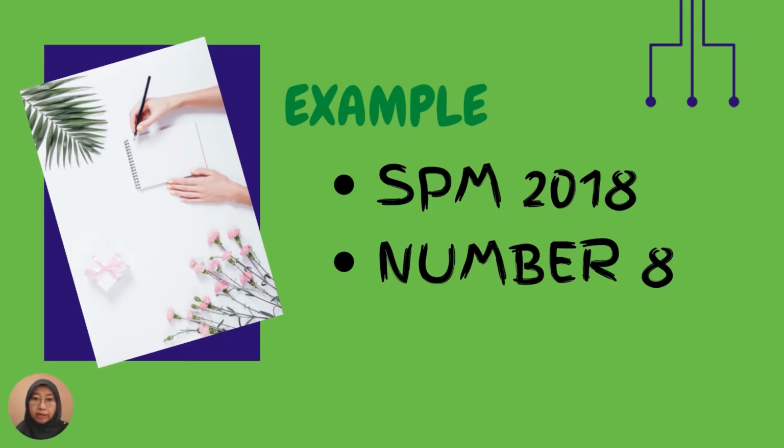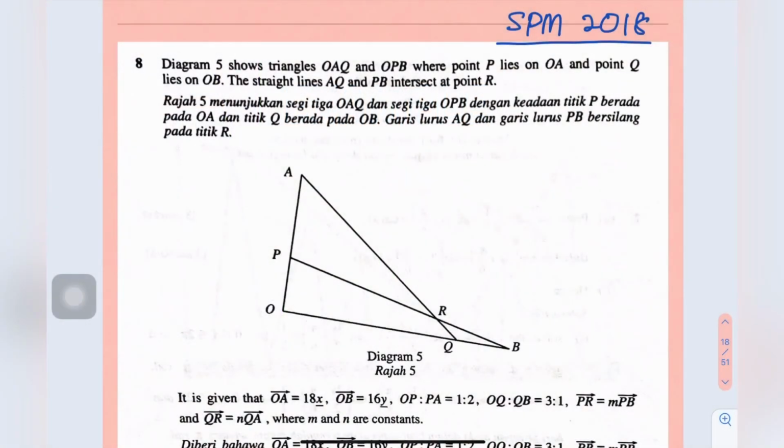Okay, so dekat sini kita akan cubalah buat soalan example SPM 2018, soalan nombor 8. So sekarang kita nak apply tips dan skill yang saya dah bagi previously in question of SPM 2018. Question number 8, diagram 5 shows triangle OAQ and OPB where point P lies on OA and point Q lies on OB. The straight lines AQ and PB intersect at point R.